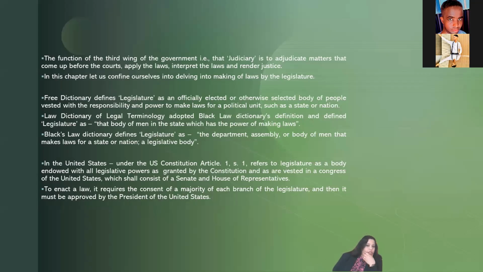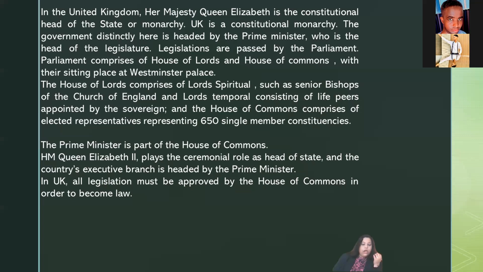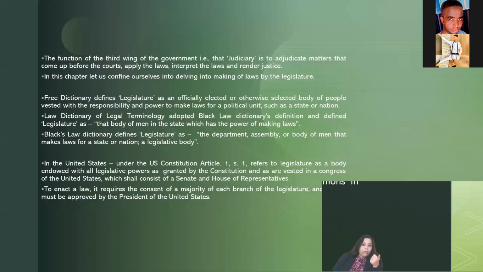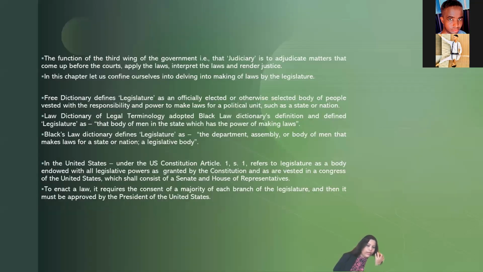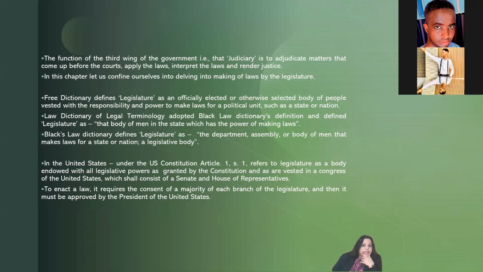Then we studied the functions of the different wings of the government. We went through the definition of legislature. We learned about how the US is set up: it has the Senate and the House of Representatives, and to enact laws, the consent of the majority of each branch of the legislature is needed, and then it must be approved by the president.